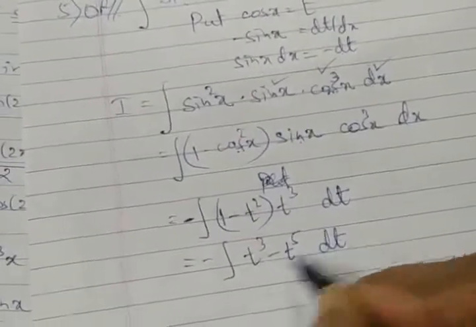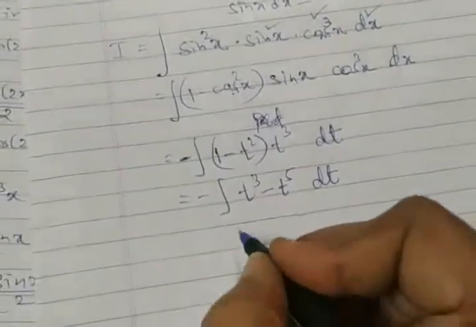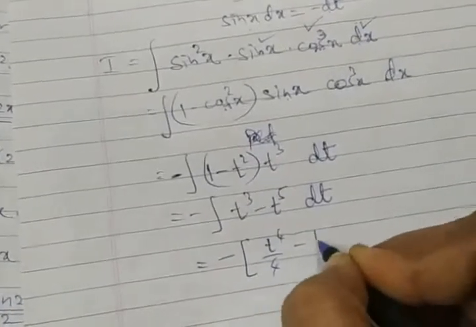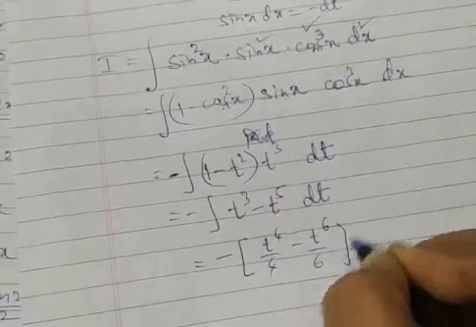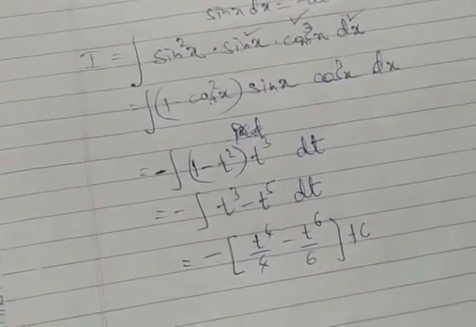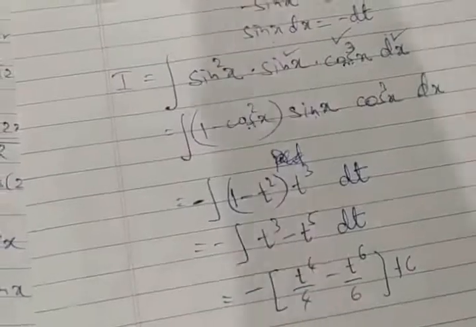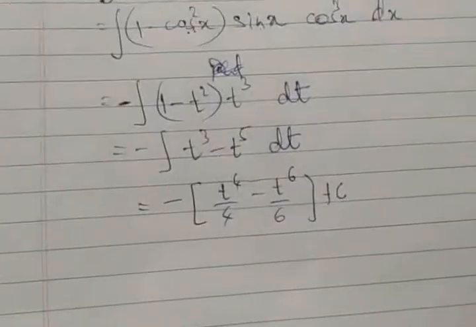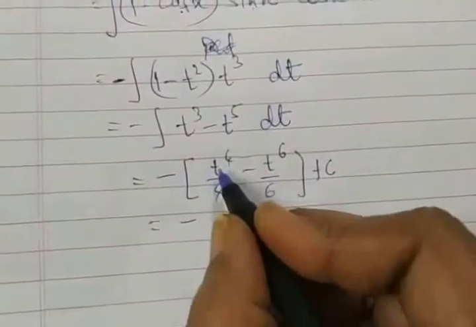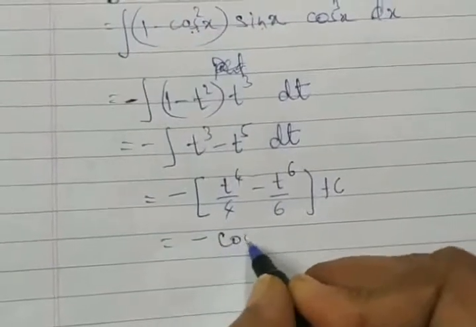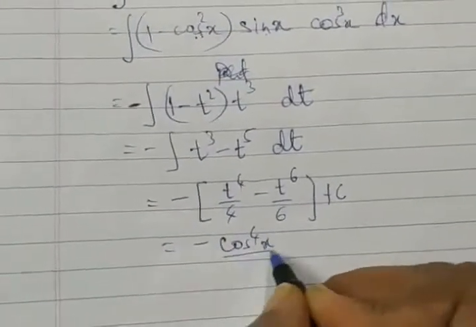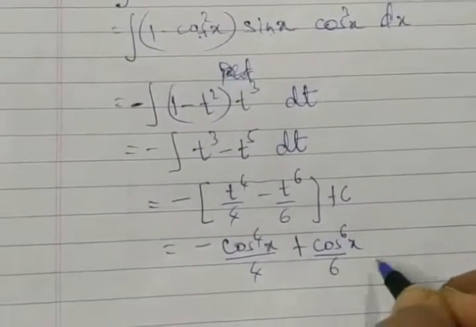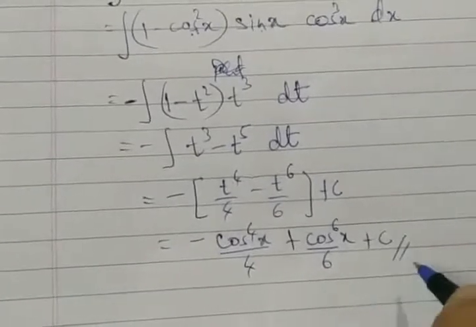With respect to t, I need to integrate. So this step is ready to integrate, and we are left with the minus outside. We have t raised to 4 by 4 minus, here we had t raised to 6, denominator 6, plus c. Replace t back, and we are left with cos raised to 4x, denominator 4, minus into minus plus cos raised to 6x, denominator 6, plus c can be the answer.